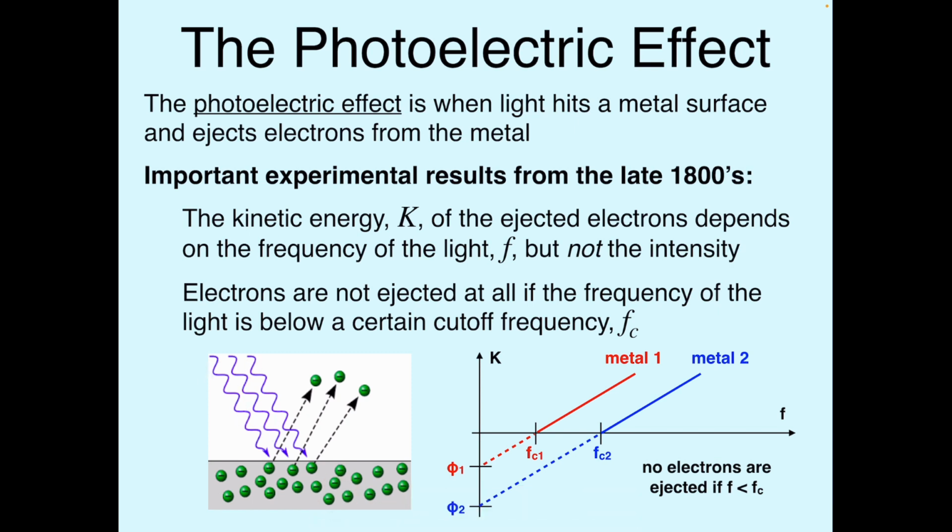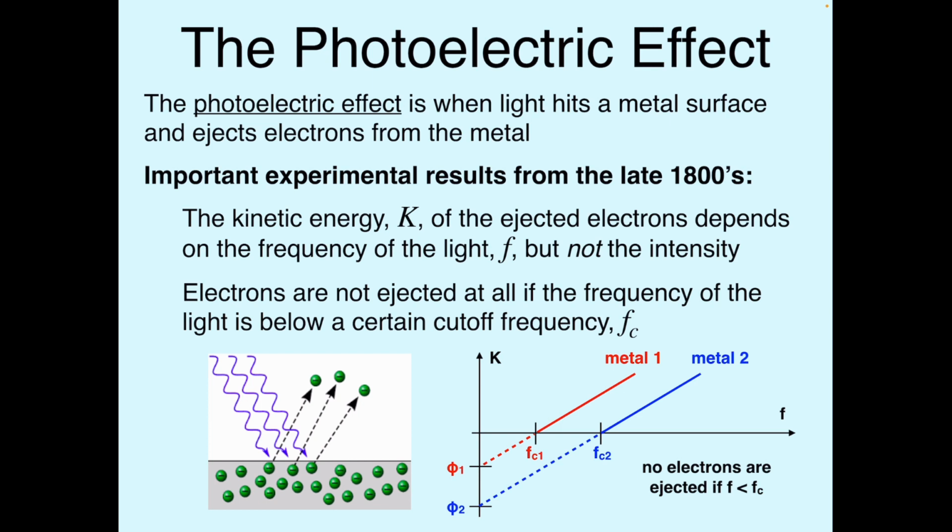And then also we notice that electrons are not ejected at all if the frequency of the light is below a certain cutoff frequency, which we're going to call Fc. So all of these results are nicely encapsulated in the graph that you see at the bottom of the slide. On the vertical axis, we have K, which is the kinetic energy of the outgoing electrons. And on the horizontal axis, we have F, which is the frequency of the light that's hitting the metal surface.